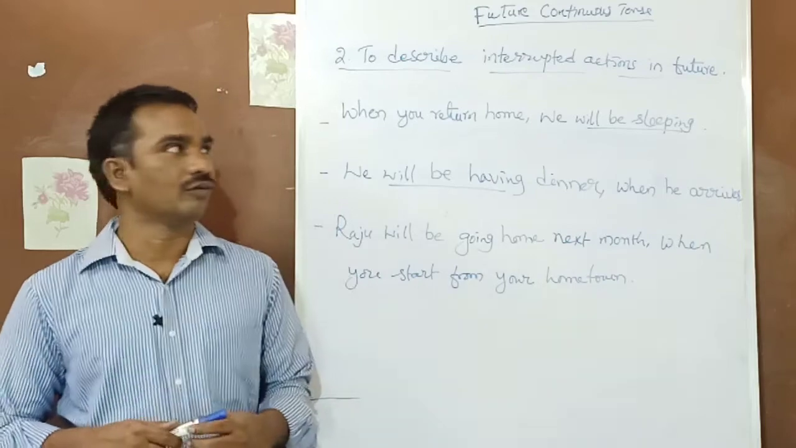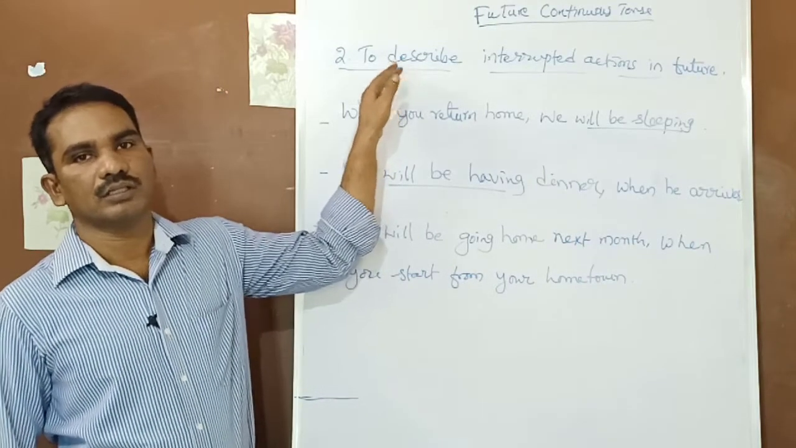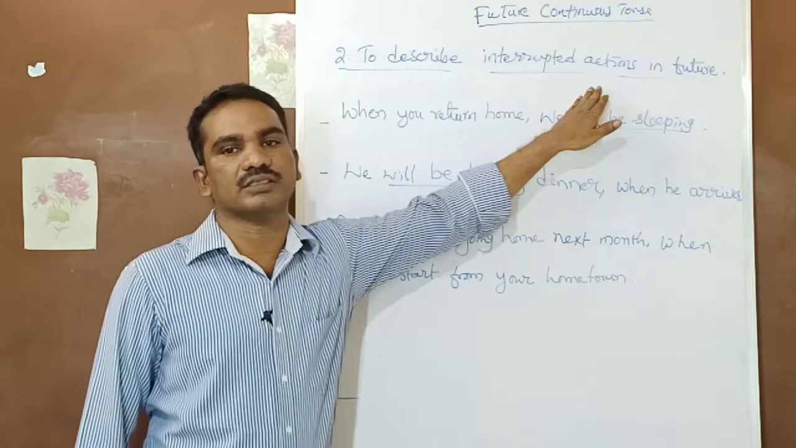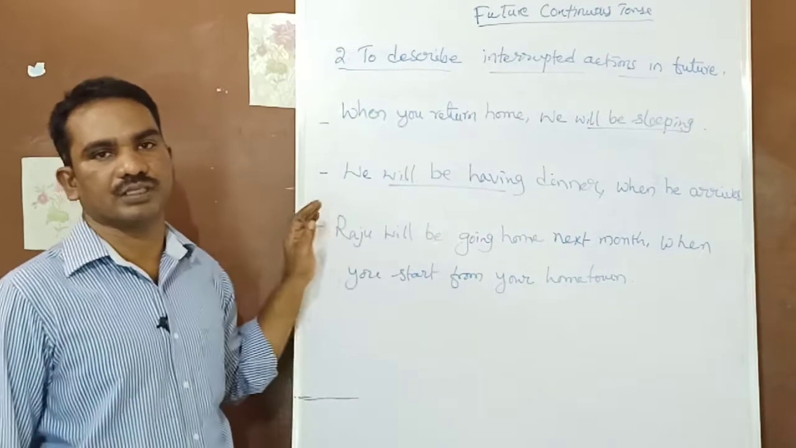Guys, let's look at the second rule. So what is the second rule? Future continuous tense is used to describe interrupted actions in future. Interrupted actions. Some action will interrupt it.